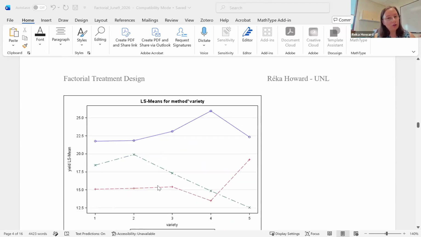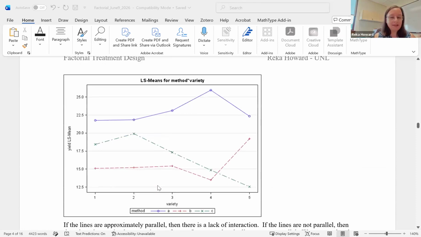So first, what you want to do, no matter what, plot your data, examine your data. So this is what's happening here. We are having 5 varieties, and the different lines represent the different methods. So this blue is the A, and then we are having the red being the B, and then the C is this green one. So if we are looking at the response, which is yield, we want to have high yield. So the blue line is above the other two for every variety. So method A is significantly better than the other two.